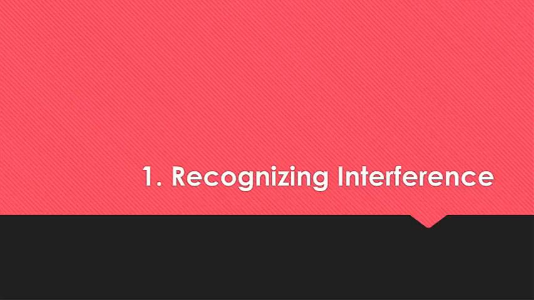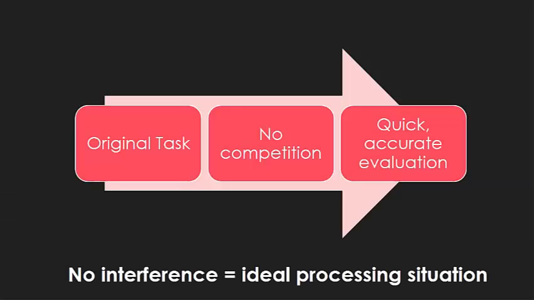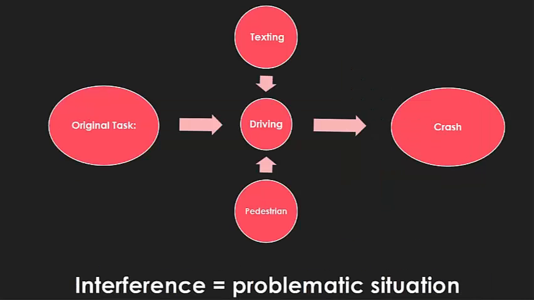Section 1. Recognizing interference. How can you recognize the interference effect? Well, consider a mental task, like listening to this video. If there are no other competing sounds, your brain should be able to quickly and accurately evaluate the input, which in this case is the speaker's voice.